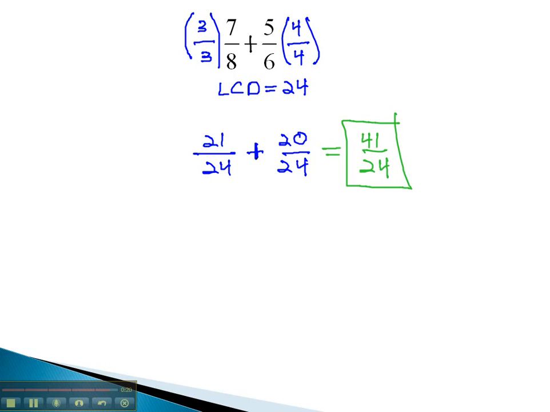To add fractions with different denominators, what we want to do is identify the least common multiple or least common denominator of both fractions, and then multiply those denominators on top and bottom to build up so we have a common denominator, so we can add the numerators and keep the denominator.